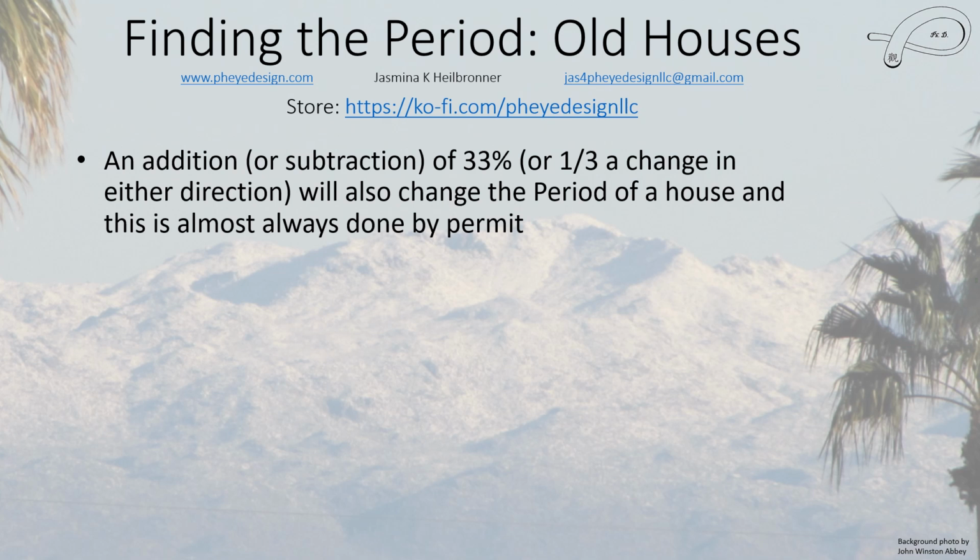And actually, even if it's a subtraction, you might not need a permit for that, but you would have the city or county or whatever inspect it so that you pay less property tax. So that's usually recorded somewhere. That can really help you determine the period of the house, because an addition or subtraction of that one third of the house's area will change the period of the house.